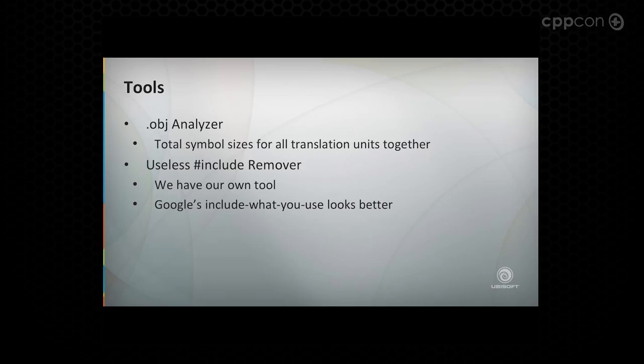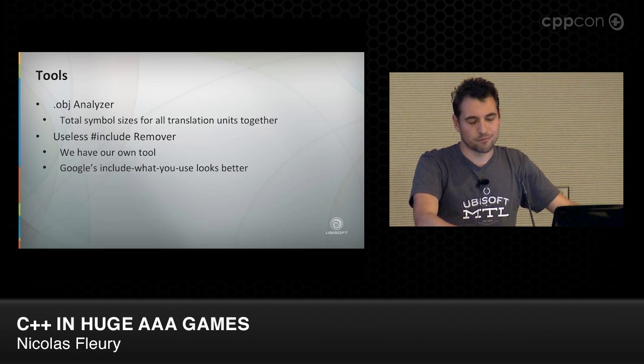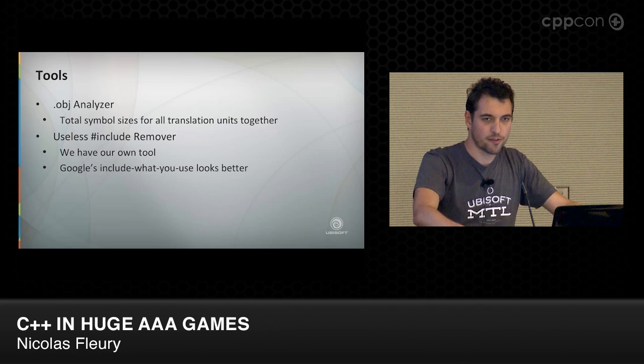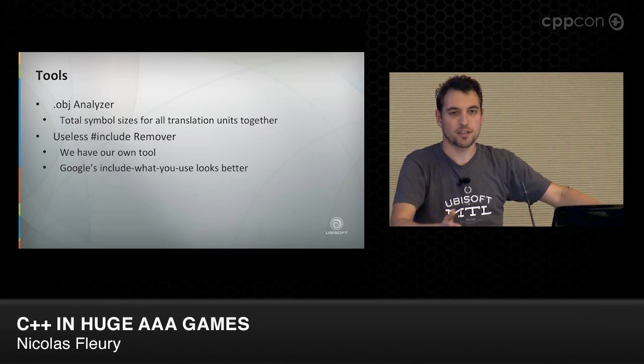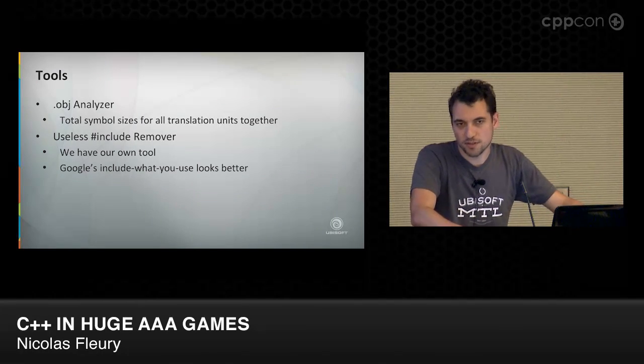And we have developed some tools over the years to help us speed up and improve our code. One tool to mention is an object analyzer. So the idea is to give you the size of a symbol, but by making the total of its size across all the translation units. So you might see functions that are in header files but should not be there because they are just too big. But more likely what you will see are templates.